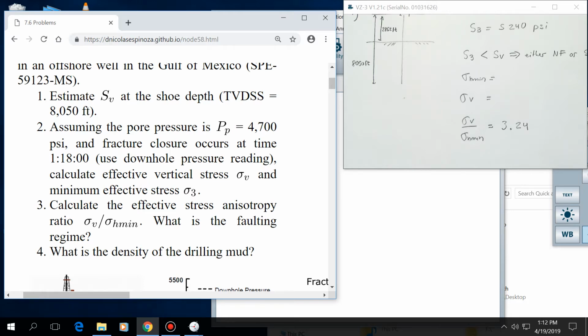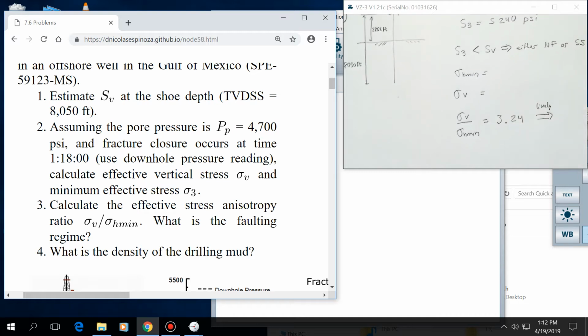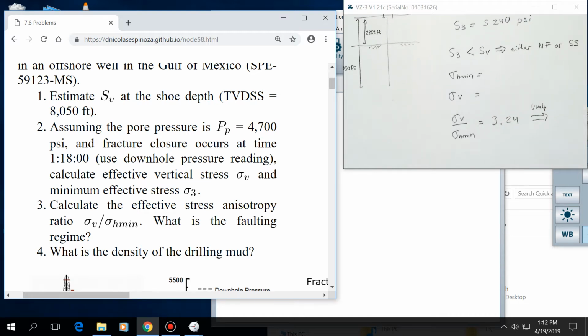Wait, so this one's a little bit more than 3, does that mean? No, that's okay. That's okay because there is still quite a bit of variability. It doesn't have to be exactly 3. So if this one is already close to 3, that may point to the fact that very likely, what is the type of faulting regime? Why normal?